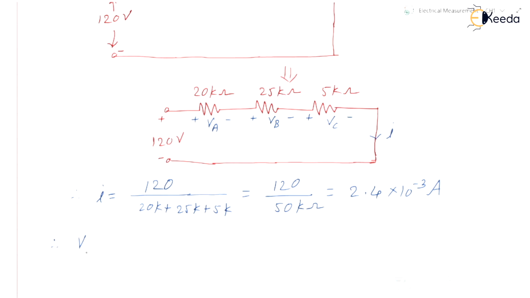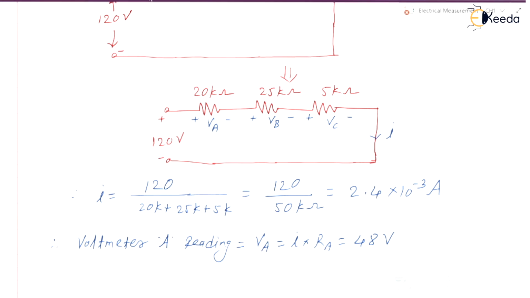So what is VA? Reading of voltmeter A. Voltmeter A reading is equal to VA is equal to what? Current I into RA, that is 20k. Okay, so it is 2.4 into 10 to the power minus 3 into 20k, 48 volt. Okay, similarly we can find the reading of voltmeter B.